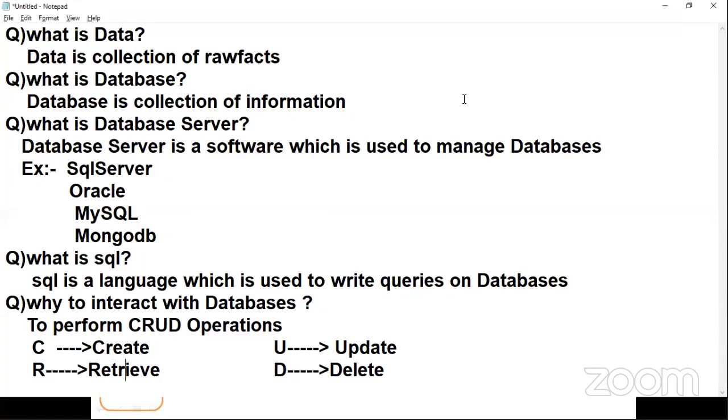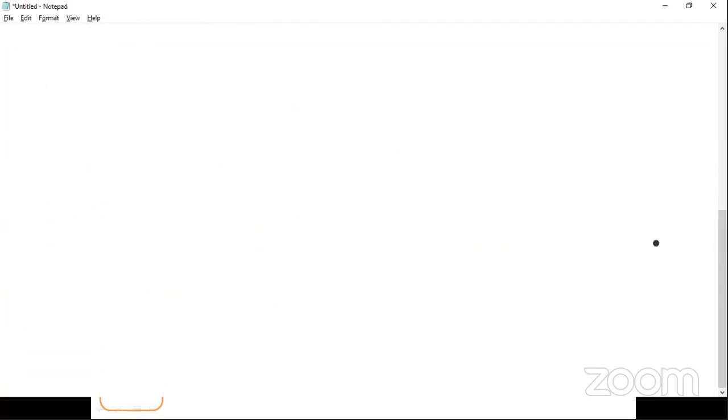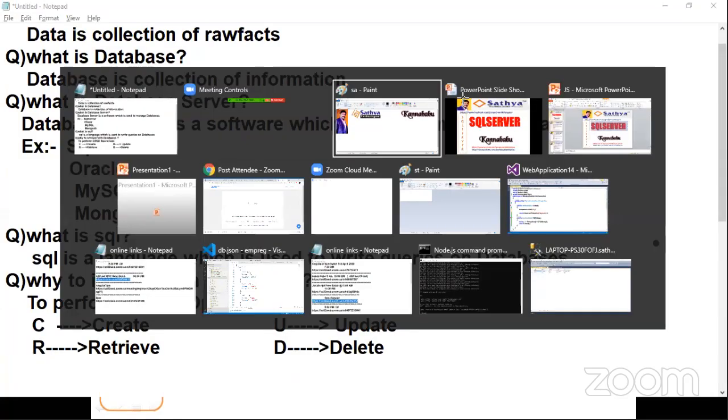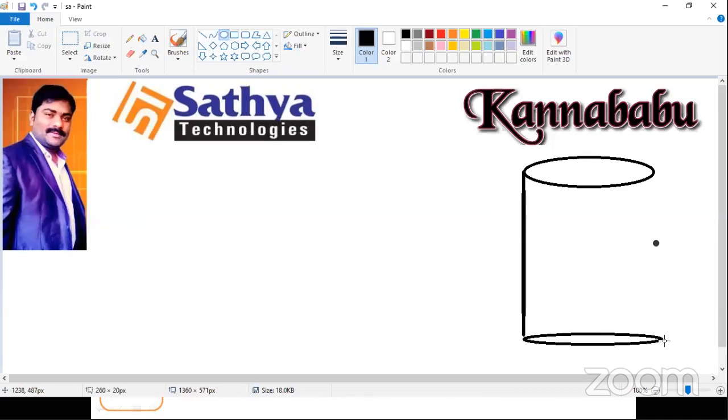So SQL Server is a software which is used to manage databases. Are you following? For example, let us assume that here I have one database. In a database, the data will be stored in the form of tables, which is a collection of rows and columns.